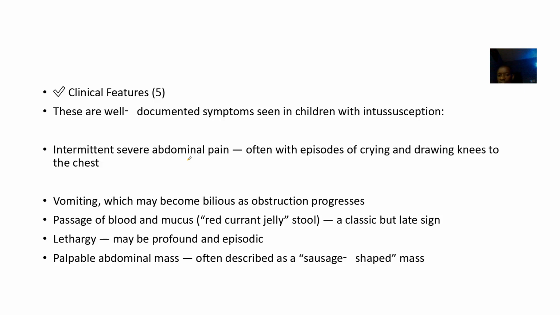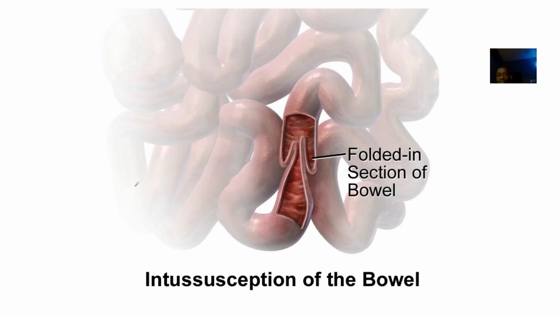There's passage of stool that is red. The stool is red and sticky. They call that a red currant jelly stool. Why is the stool red and sticky? It's because it's mixed up with blood and mucus. Okay, then there's lethargy, there's palpable abdominal mass. They call that a sausage shaped mass. So the necrotic tissues of the intestines are beginning to swell up, so you can palpate it.